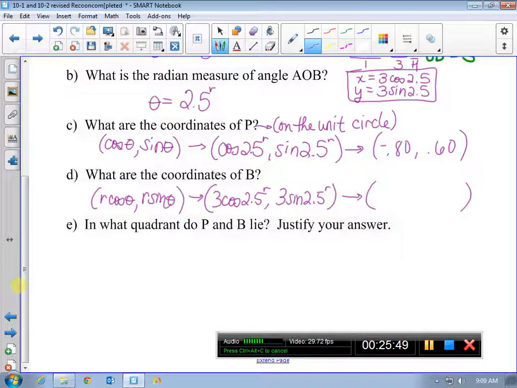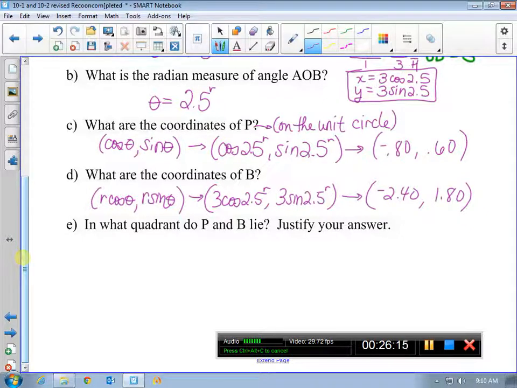3 times the cosine of 2.5 on your calculator, negative 2.40, rounding to the hundredths, and 3 times the sine of 2.5, 1.80, rounding to the hundredths. So that's pretty cool. In what quadrant do P and B lie?